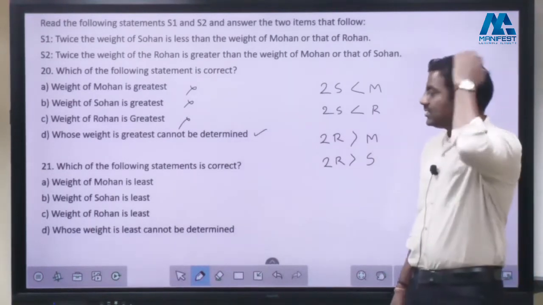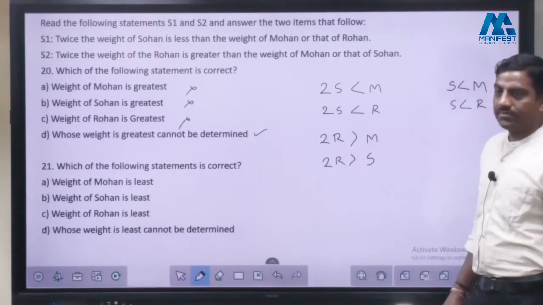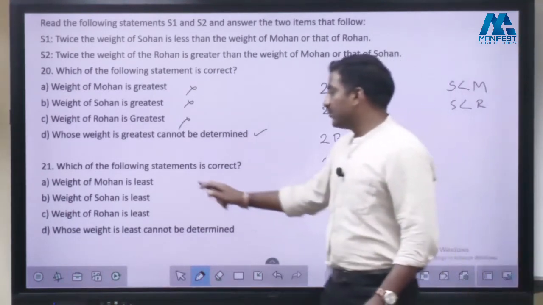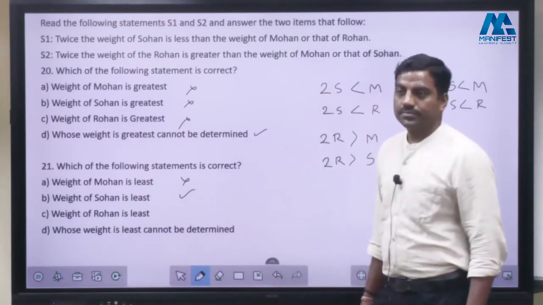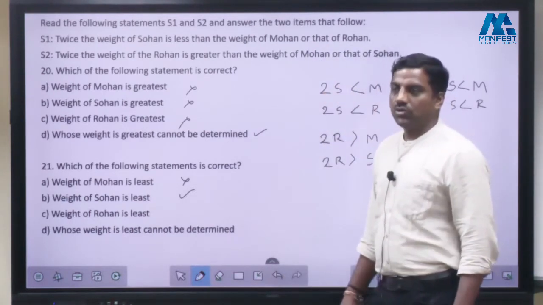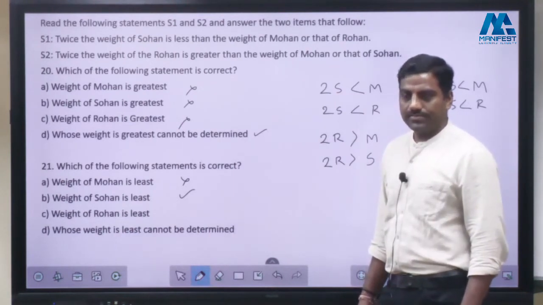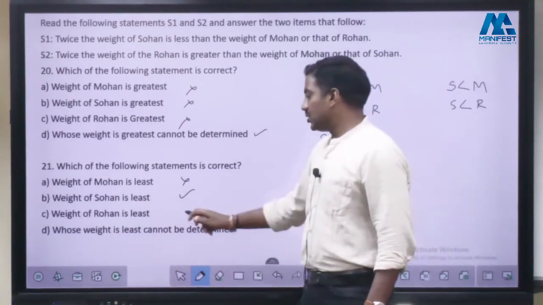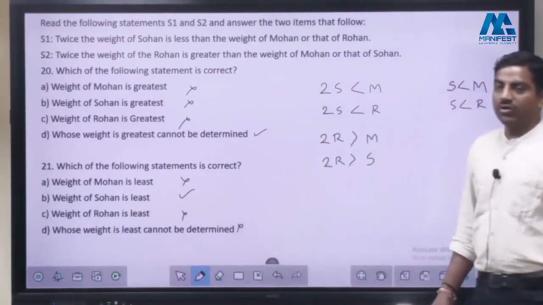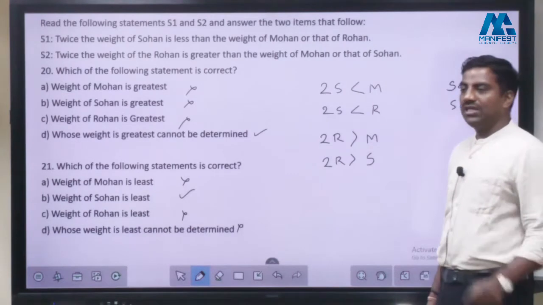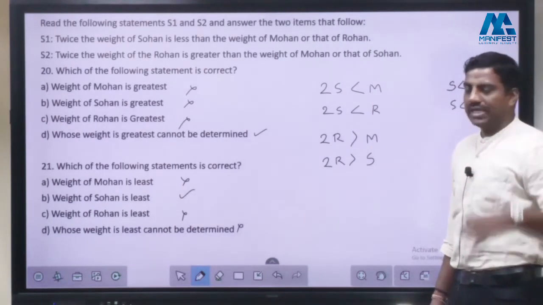Which of the following statements is correct? Weight of Mohan is least. Weight of Sohan is least. Sohan is undisputed lightest person. Yes. Then Rohan is least. No. This also we can determine the person who is having the lowest weight. Sohan. Only that thing is known. Lowest weight is known. That is Sohan. Done.